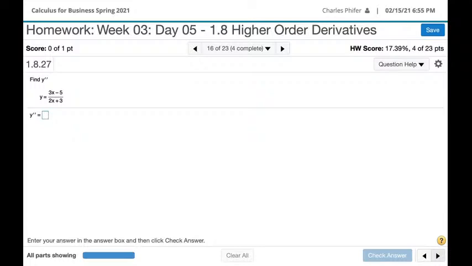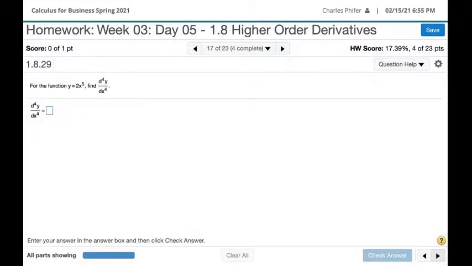Okay, let's do this one. They want the fourth derivative. I was really just trying to get to something other than the second derivative. Okay. So, this is question number 17. This comes from section 1.8, number 29. We have y equals 2x to the 5th. We're asked to find the fourth derivative of y with respect to x.